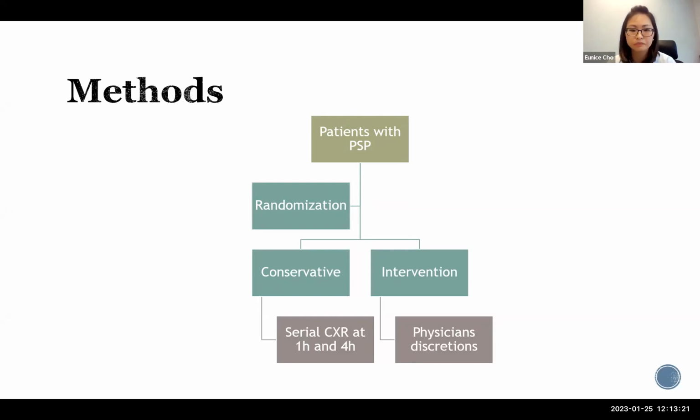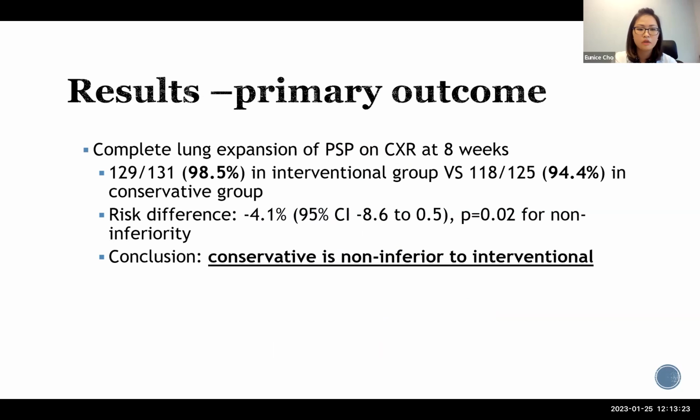they had something done. The primary outcome of the study was complete lung re-expansion on chest X-ray at 8 weeks, and it was 98.5% in the intervention group versus 94% in the conservative group, with a risk difference of 4.1%. So the conclusion from the primary outcome was that the conservative approach was non-inferior to the interventional arm.